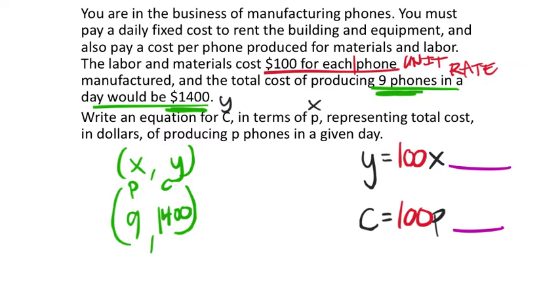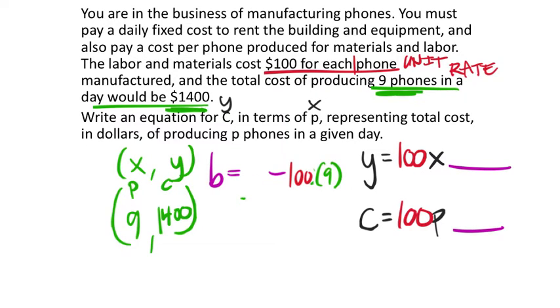They did not give us the y-intercept, which is the cost to rent the building and equipment, right? So we're gonna have to use our y-intercept formula. So we take the B equals Y minus the slope, M, times the X. Well, we already have the slope. We know it's $100 every phone. And then the X value comes from that ordered pair. That's P, the number of phones, was 9.